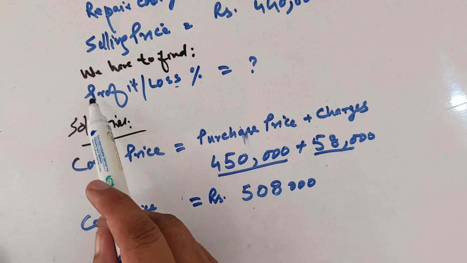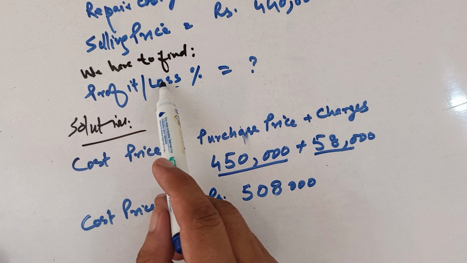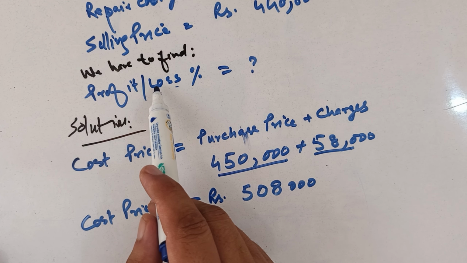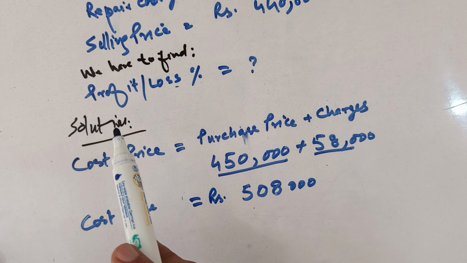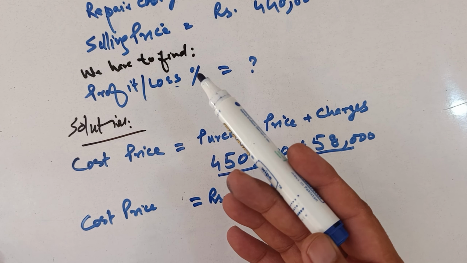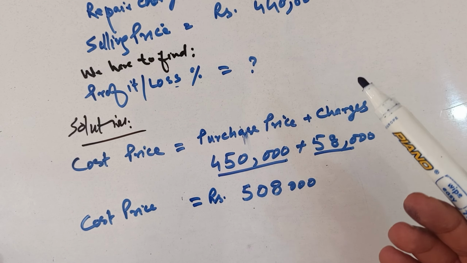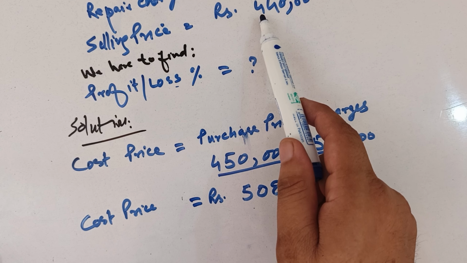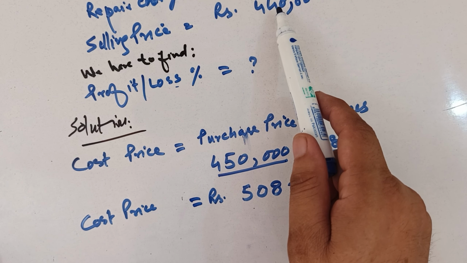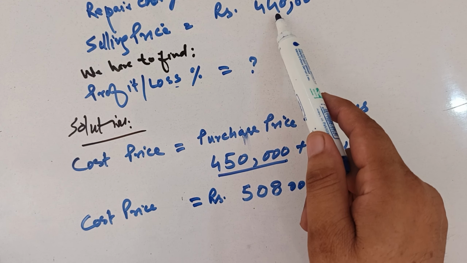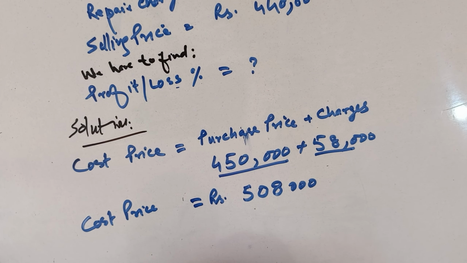Now from this we can find whether it is profit or loss. So if selling price is greater than cost price, then we can say there is a profit. And if selling price is less, so it is loss. So selling price is given for 440,000 and cost price 508,000. So cost price is greater, so it is loss. So first we have to find the amount of loss.